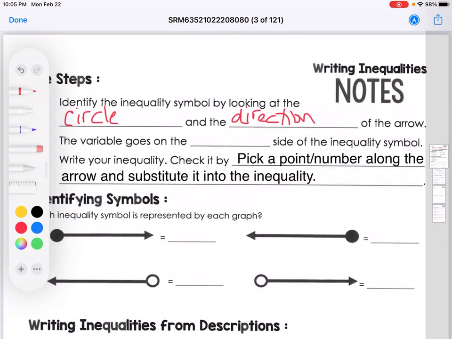So when we write our inequality, the variable always goes on the left side. And then we write our inequality, and then we can check it by picking a point or number along the arrow and substituting it into the inequality.